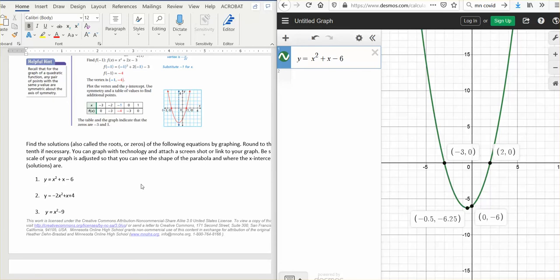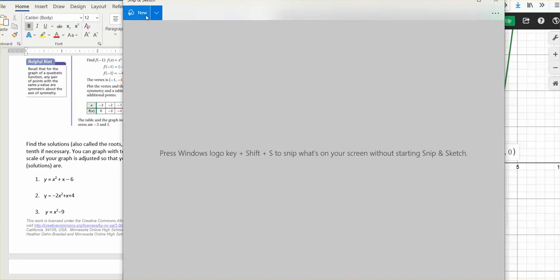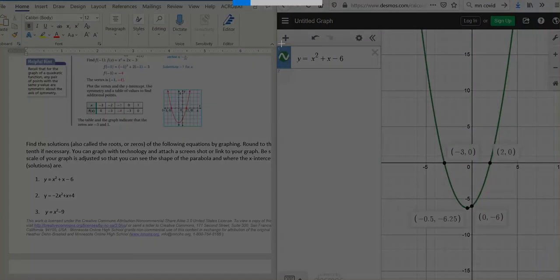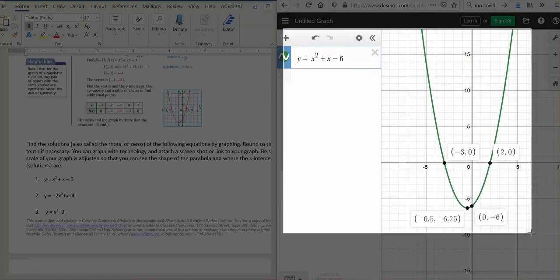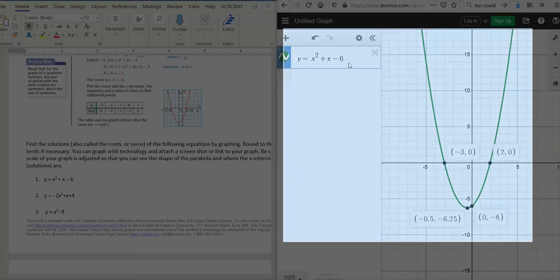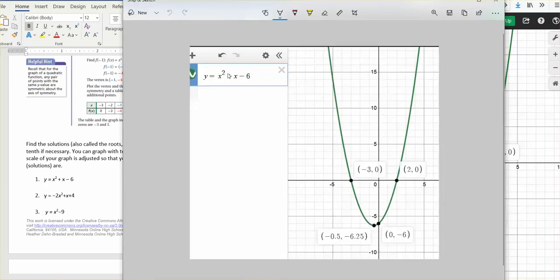So to add your graph to your answer for number 1, there's a couple different methods. In a Windows computer, you can use what's called Snip and Sketch to get a picture. So that's what this is here, and I'm going to click New, and then I can draw a box around the graph, and I'm going to include the function as well. That's a good way to check that you have the right equation typed in.